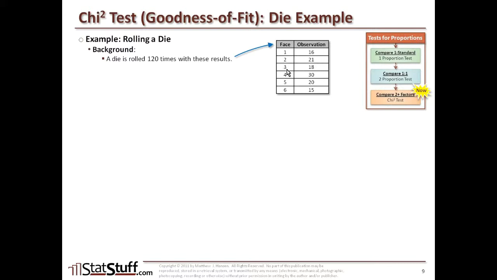For when it's rolled as a 3, that came up 18 times, and so on, adding up to 120 total rolls that were observed. So for the practical problem, we want to ask ourselves, is the die unbiased based on these results that we're seeing?